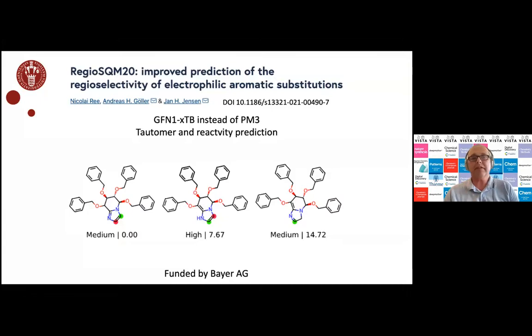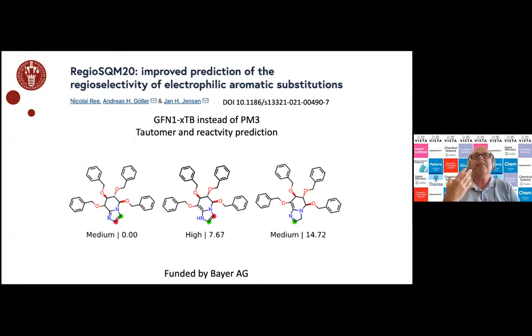That was more of a technical switch, but we also added some other capabilities. One is tautomer generation. The regioselectivity is affected by the tautomer you input, and if you input the wrong tautomer, you'll get the wrong prediction. So we now automatically generate several tautomers. We have an energy cutoff.